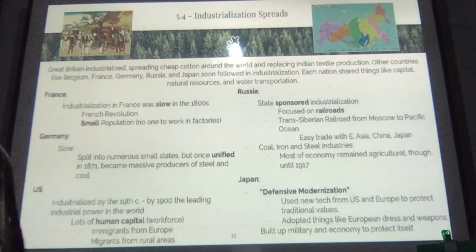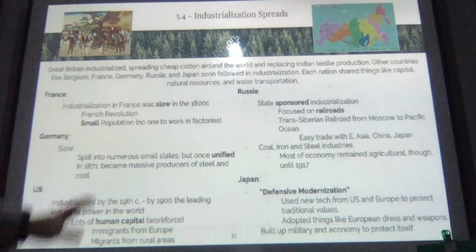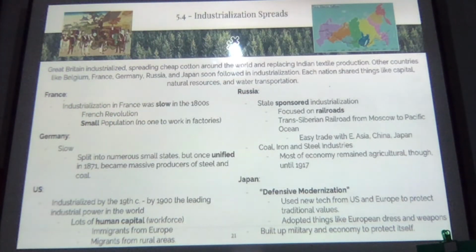And what I mean by that is France, Germany, the US, Russia, and Japan. And I'm not going to go through all this. You can stop the video whenever you feel like you need to. But in France, we see that industrialization was a lot slower in the 1800s. Remember, the French do everything much slower. The French Revolution did play a part in that. They have a much smaller population. Germany also very slow because it was not unified until 1871, which I mentioned in the previous video.